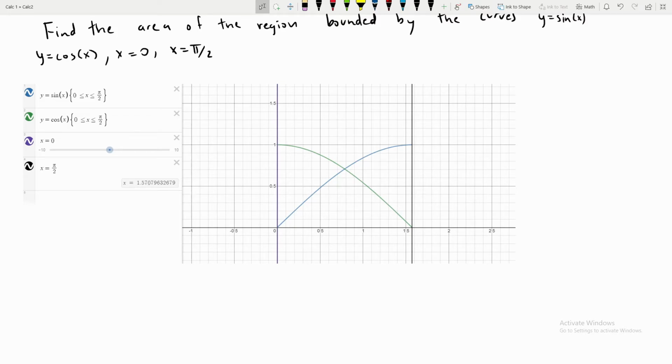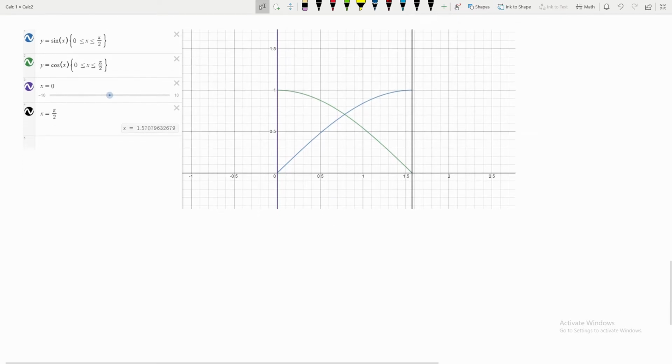Someone who's worked with them for a while knows that cosine starts at 1. So the cosine of 0 is 1, but the sine of 0 is 0. So on the starting interval, cosine is going to be larger than sine, and then eventually sine will be larger than cosine after their point of intersection. All that's left to do is compute the point of intersection, the POI.